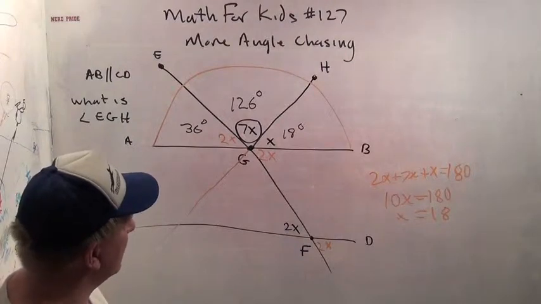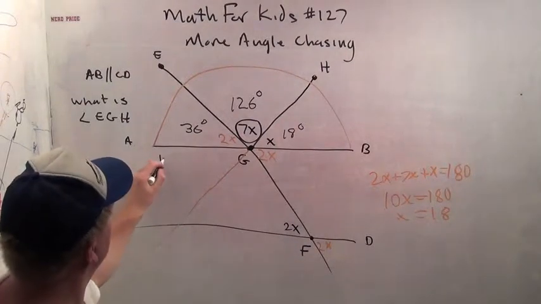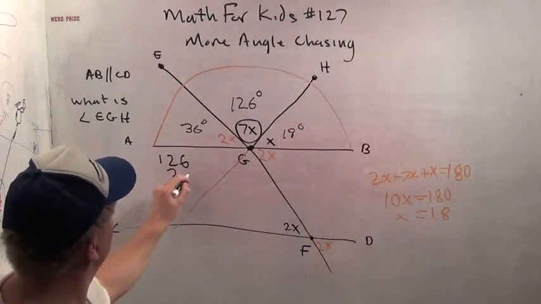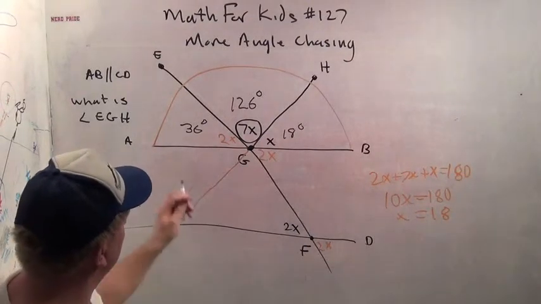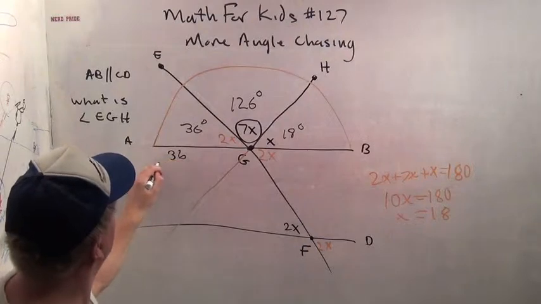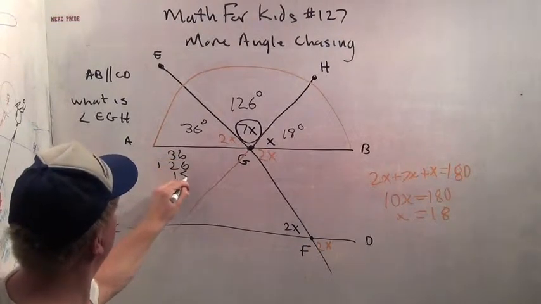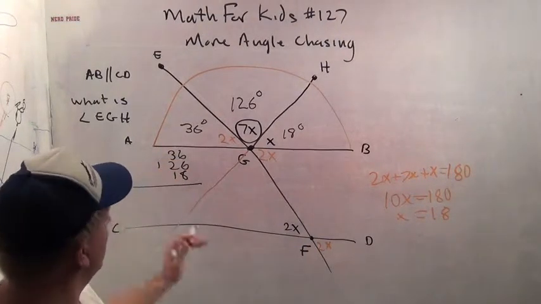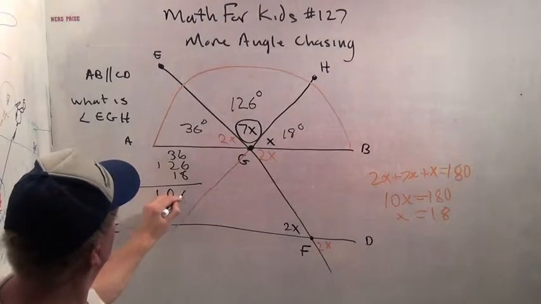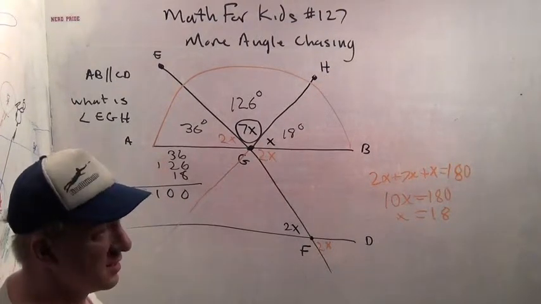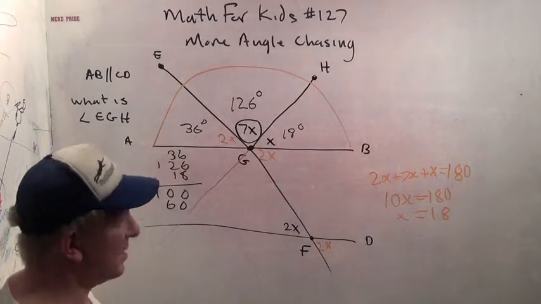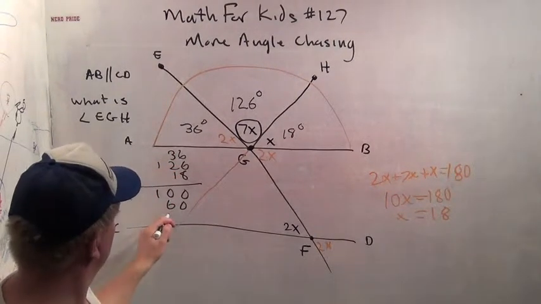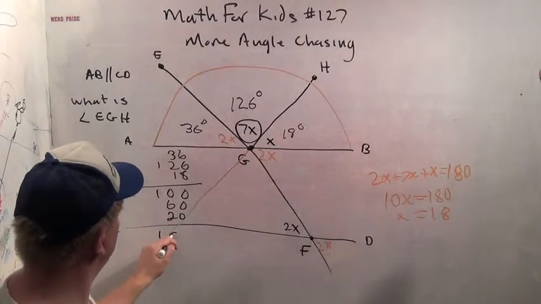So the one last thing that we should just double check is 36 plus 126 plus 18. Does that add up to 180? Well, let's see. That's 100. 30 plus 20 plus 10 is 60. And 6 plus 6 plus 8 is 20. Yep. And so that is indeed 180.